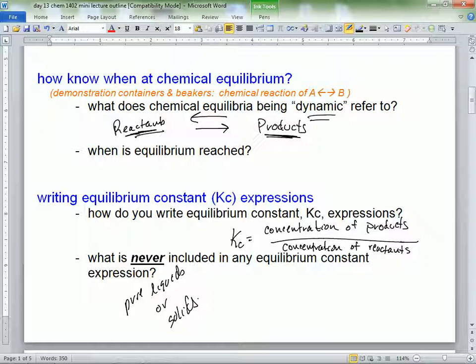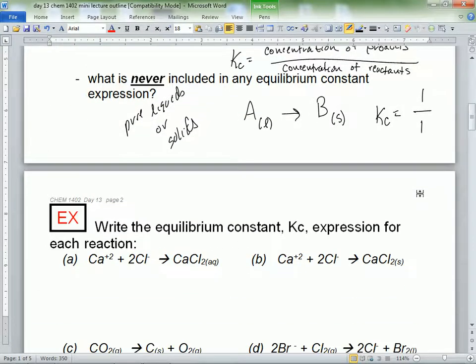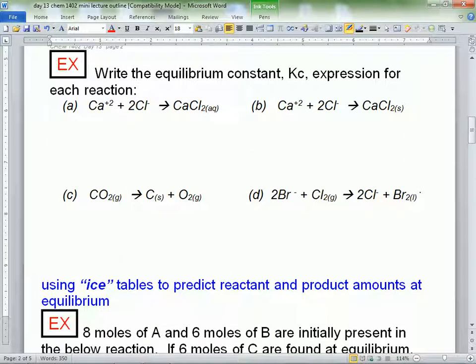So how do you recognize these in a reaction? A going to B. Let's say A is a pure liquid. How is a liquid represented in a reaction? Aqueous is AQ, but we need to write a little l for a liquid. How about a solid? A subscript S. So if you're going to write the Kc for this reaction, it'd just be 1 over 1. There's nothing you can write. I don't think we're going to have very many reactions like that. Nothing to work on.